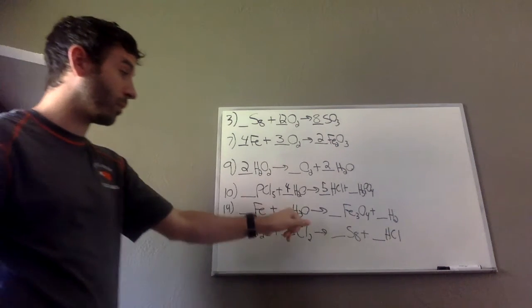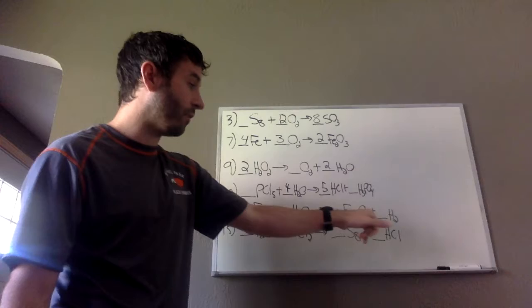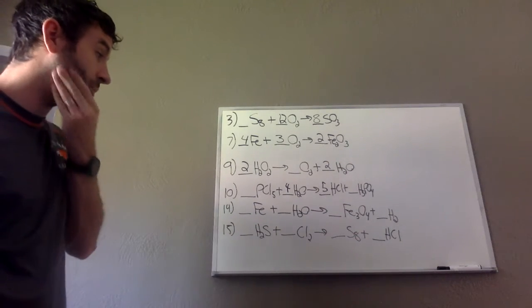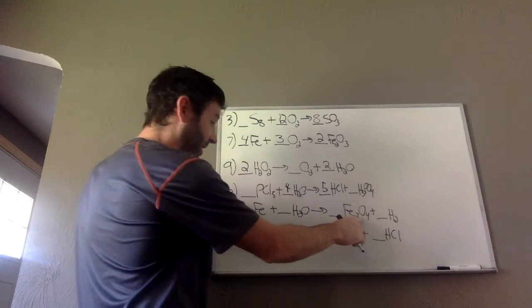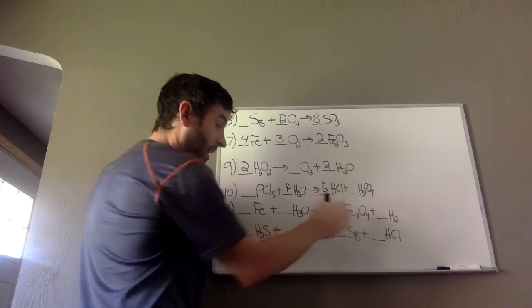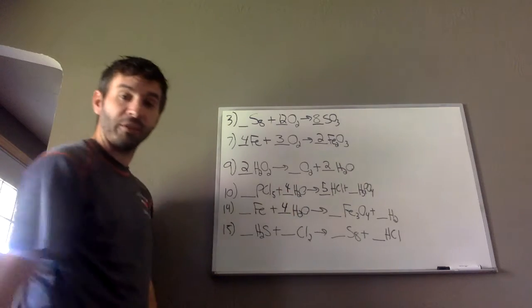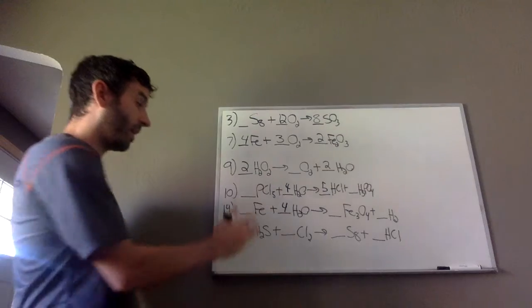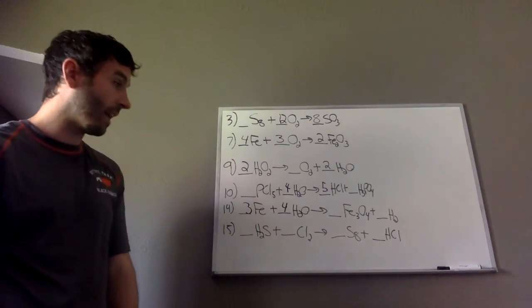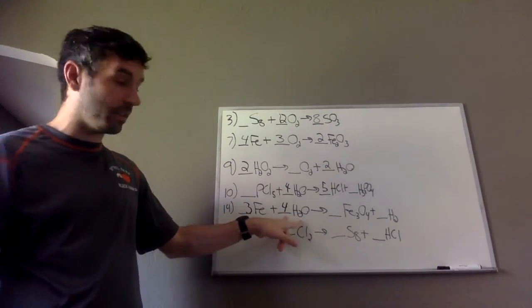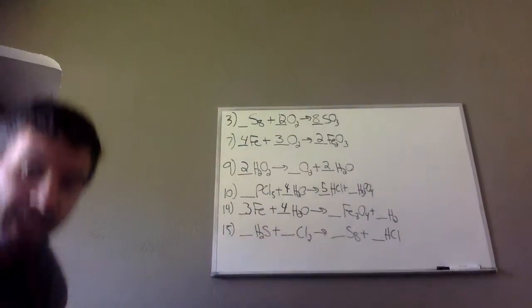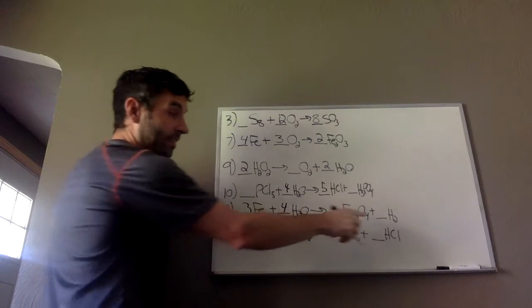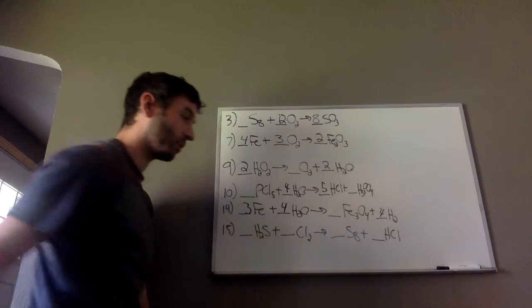Okay, next one. I have iron reacting with water to form Fe3O4 and H2. So first thing I notice, I have 4 oxygens here. I have 1 here. So to make them the same, I'll put a 4 there. Now I notice I have 3 irons here, only 1 here. So I'll put a 3 there. And then lastly, I have 8 hydrogens here. Sorry, that's my cat. And I have 2 hydrogens here. So I have 8. I need 8 here, so I need to put a 4 there as well.